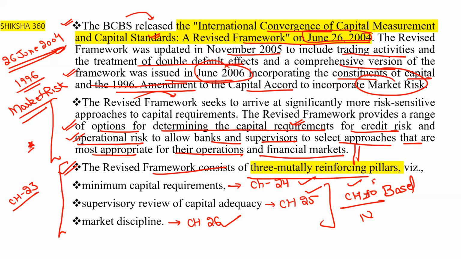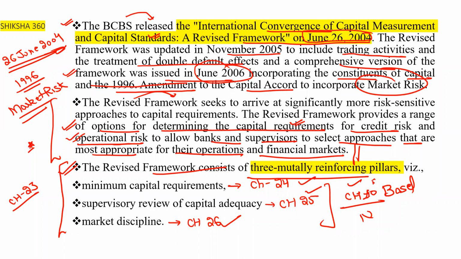That's why we are discussing here one by one, step by step, so that when we study chapter 10, it seems very easy because we have already covered all the content regarding that. So the revised framework consists of three mutually reinforcing pillars. The first one is the minimum capital requirement.